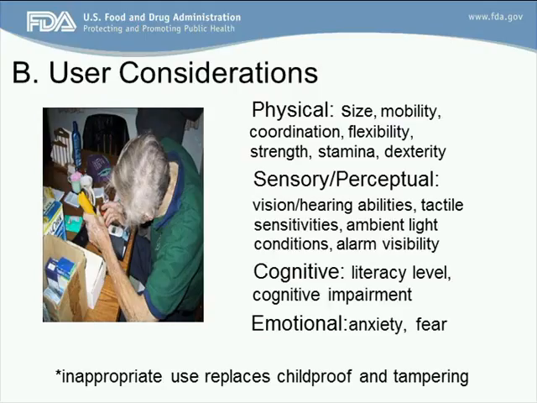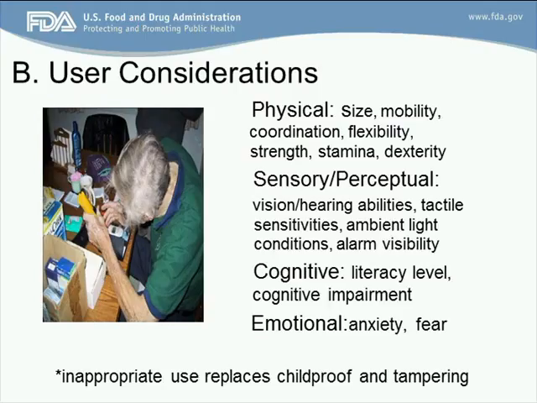So try to think about designing your device with that type of user in mind here. And then the alarm visibility and what the alarm means so that they can understand that. And then we go into the cognitive area. Again, this is where a lot of people think that's the only issue with home use, and it's one piece of it. And what is the literacy level? What is the English speaking level? Are there any cognitive impairments that you need to be mindful of for that particular individual?